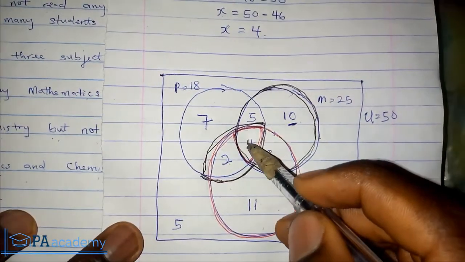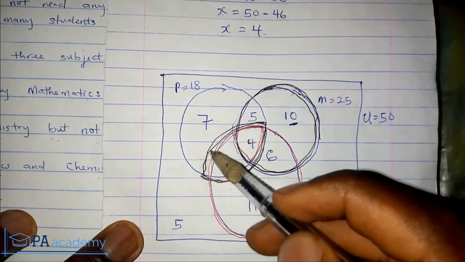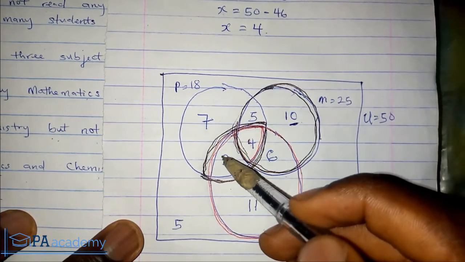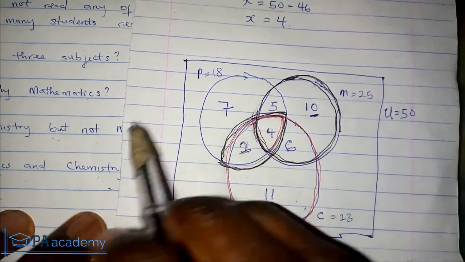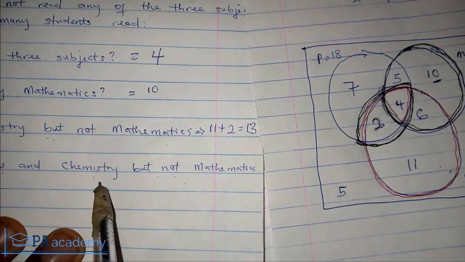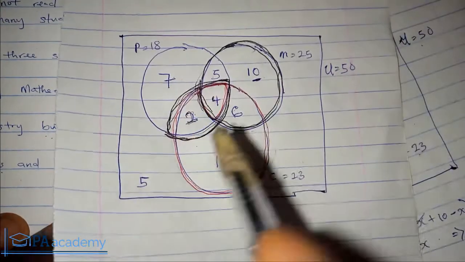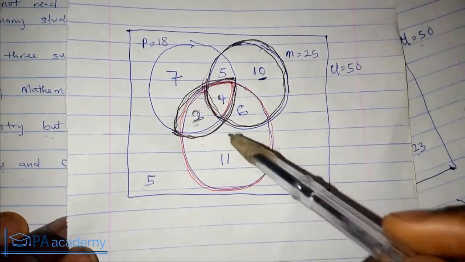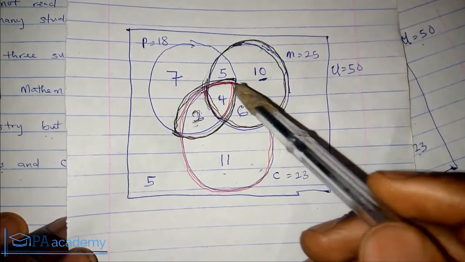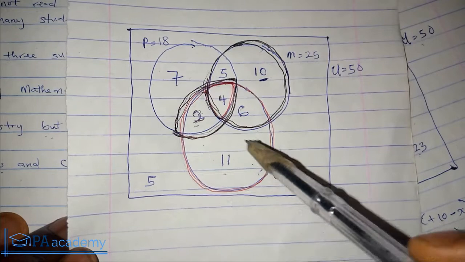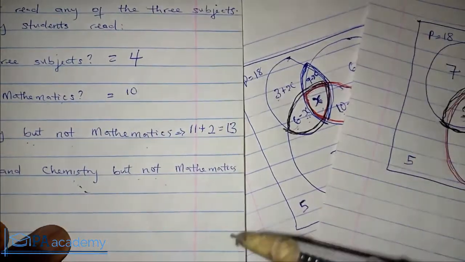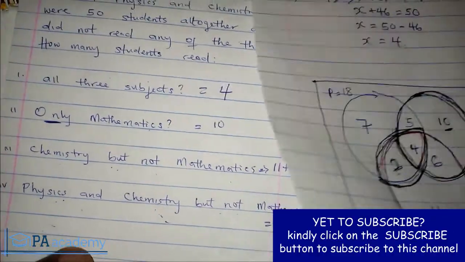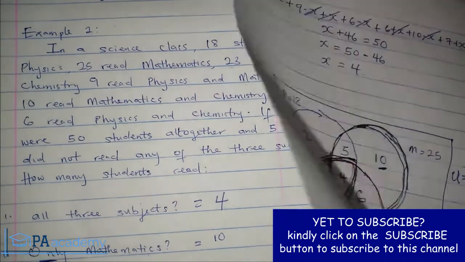This 4 is still with mathematics, despite the fact that it is under physics and chemistry. So by the time we exclude this, we'll be left with only 2. So this is the number of students that read physics and chemistry but not mathematics. If you look at this diagram, it's just these 2. So the answer to this is 2. With that, we've been able to solve question number 2.